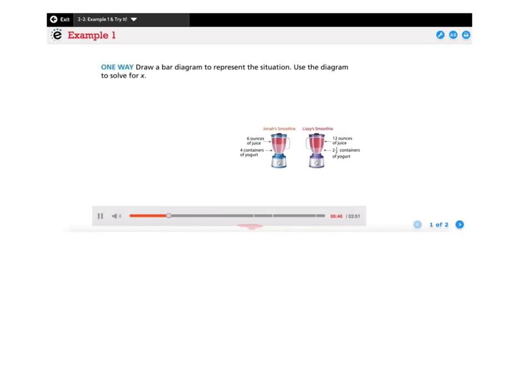One way we can solve this problem is to draw a bar diagram that represents the situation. Then we can use it to solve for x. The top bar will represent Jonah's smoothie, and the bottom bar will represent Lizzie's. The darker part of each bar represents the amount of yogurt, 4x for Jonah and 2 1/2x for Lizzie. The lighter part of each bar represents the amount of juice each of them used: 6 ounces of juice for Jonah and 12 ounces for Lizzie.